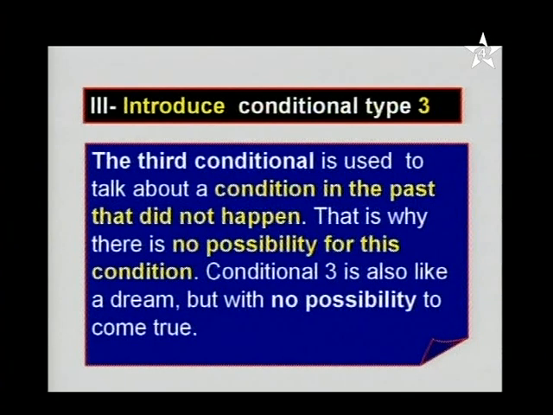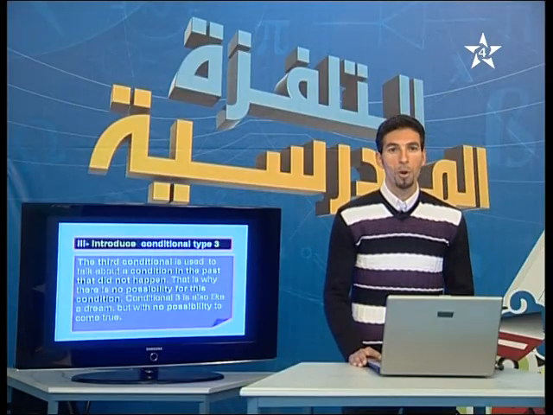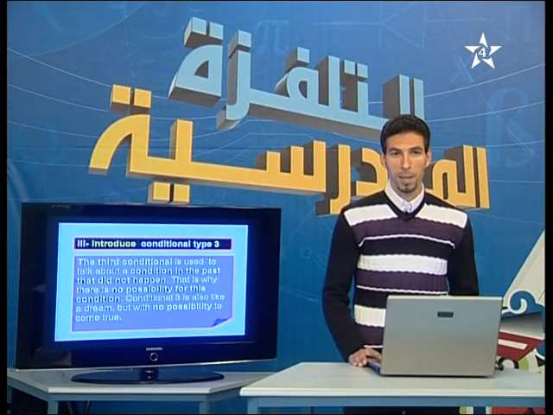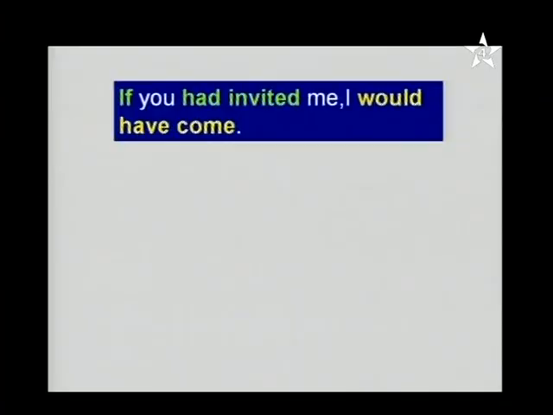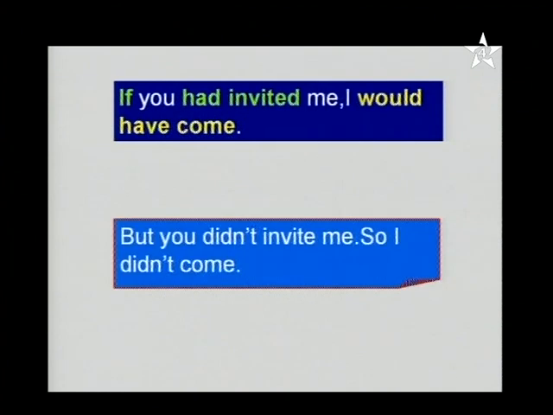The best label we can give conditional type 3 is the Shakespearean quote, "What is done can't be undone." Sentence 1. If you had invited me, I would have come. How can we interpret this sentence? But you didn't invite me, so I didn't come.